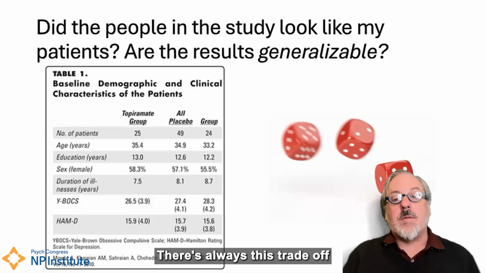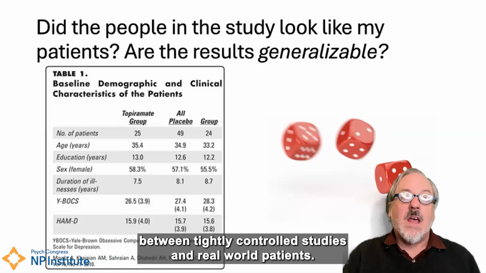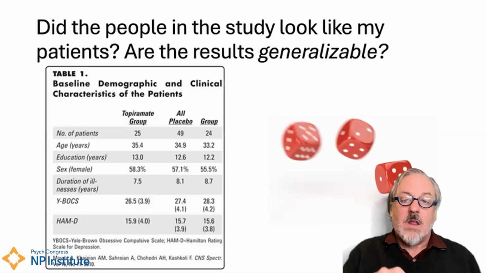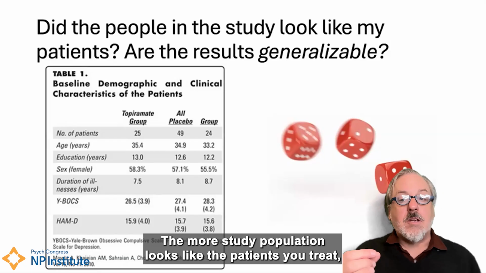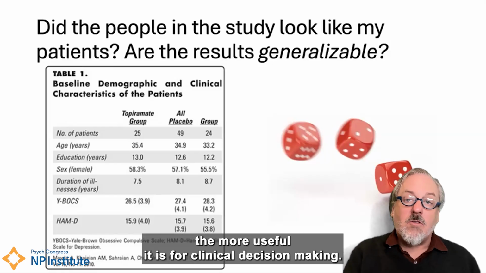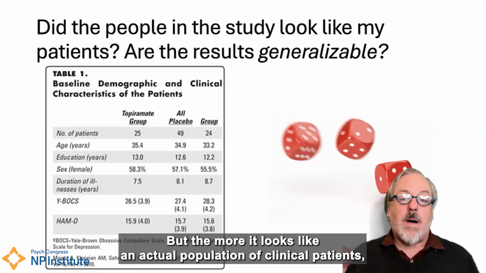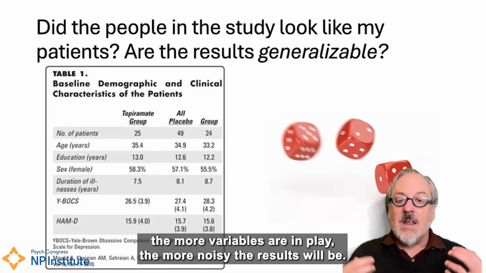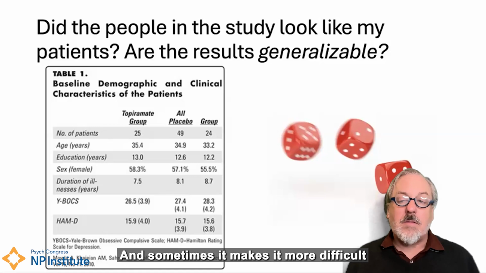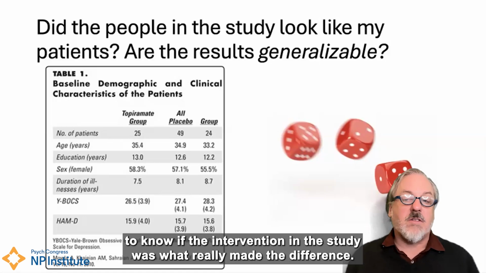There's always this trade-off between tightly controlled studies and real-world patients. The more a study population looks like the patients you treat, the more useful it is for clinical decision-making. But the more it looks like an actual population of clinical patients, the more variables are in play, the noisier the results will be, and sometimes it makes it more difficult to know if the intervention in the study was what really made the difference.